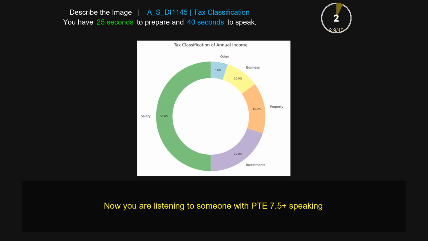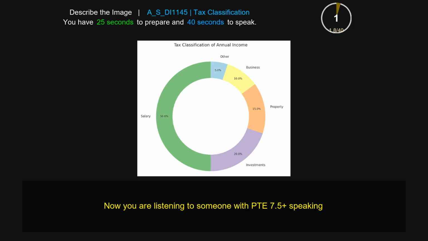The topic was mainly about tax classification of annual income. There is a lot of information in this picture. There are various aspects as key elements in these pictures. Firstly, we can see salary and investment. Secondly, we can see property, business and other in these pictures. The highest ratio is salary at 50%. Investment, property, business and other all have low percentages. Overall, this image is very informative and very helpful regarding the tax classification of annual income.